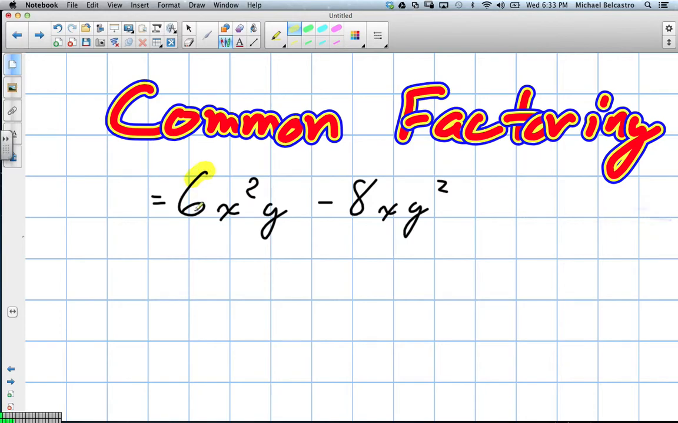So we have our coefficients, which are 6 and 8. And coefficients are the numbers in front of our variables, right? And it's 6 and think of it actually as -8, okay? We also have an x variable in both of our terms. And we also have a y variable in both of our terms. We want to find a common factor for all 3.